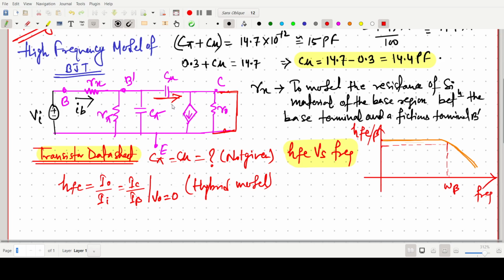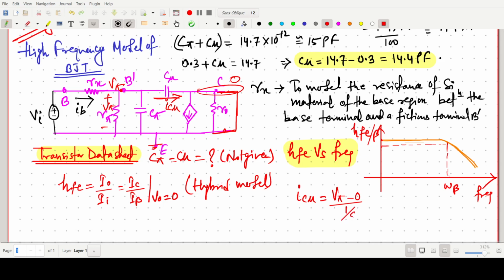So this current will be more or less, if I call this voltage V pi, and for a common emitter, if we make this ground, this will be at zero potential and this should be at V pi potential. So the current across C mu, I write here I C mu, can be written as V pi minus 0 divided by 1 by S C mu. So V pi S C mu will be the current.